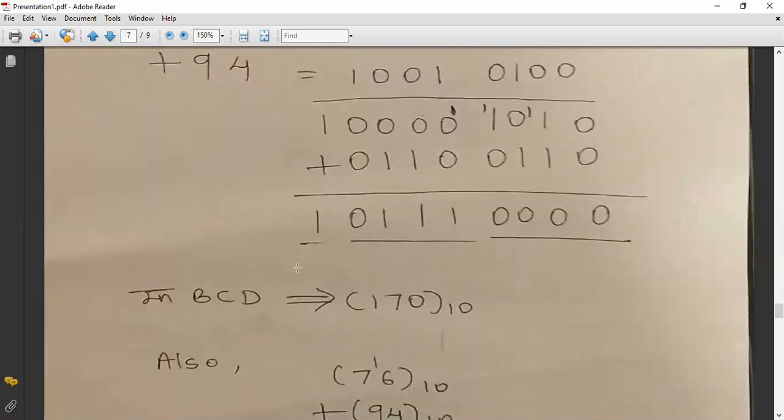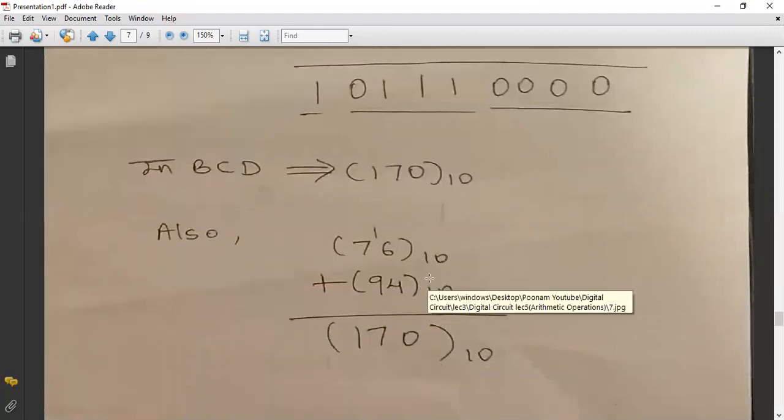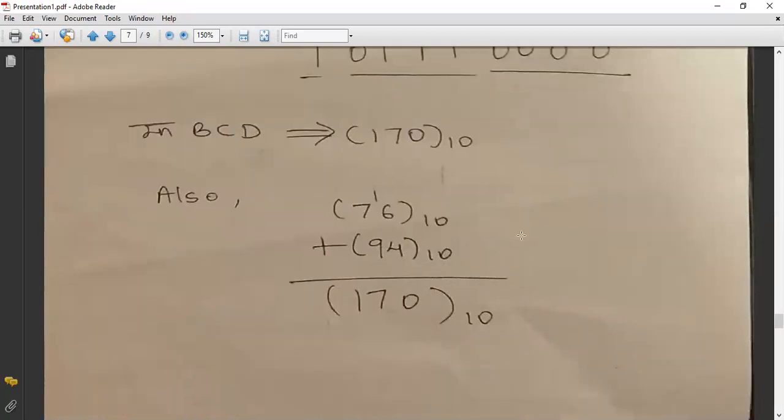Now we are going to convert this BCD into its decimal form. How are we going to do it? We are going to divide this number into 4-bit parts, starting with the LSB first. On converting this BCD into decimal form, we will get 170 to the base 10. Now we are going to check whether our answer is right or not. So let us do the addition in decimal form. 6 plus 4 is 10, carry over 1. 7 plus 1 is 8, and 8 plus 9 is 17. So 170 to the base 10 is the right answer.